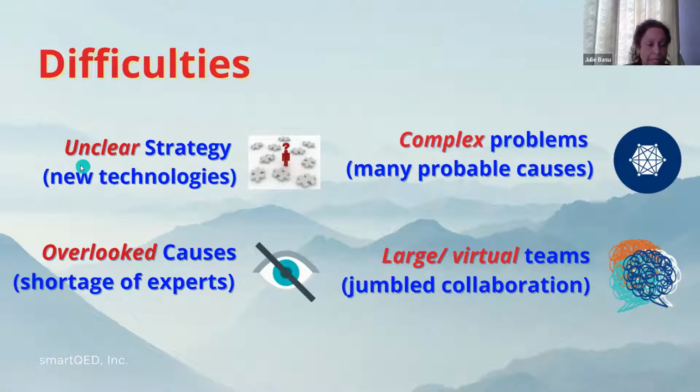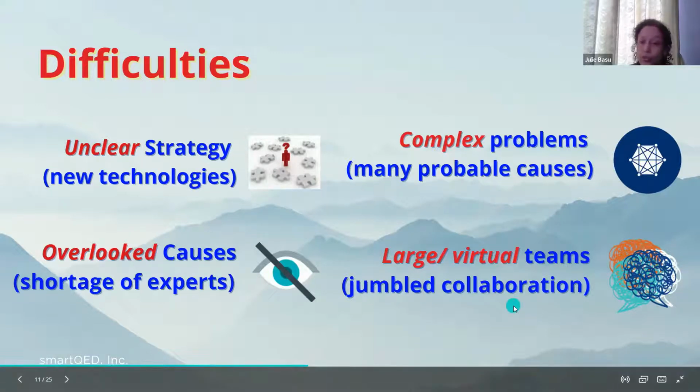This happens these days quite often because technology is rapidly evolving, and oftentimes you don't have an adequate number of experts with adequate knowledge, so causes could get overlooked. Yeah, so your RCA could be incomplete even though you have given it a best shot. This does happen. Complex problems, many probable causes, large virtual teams.